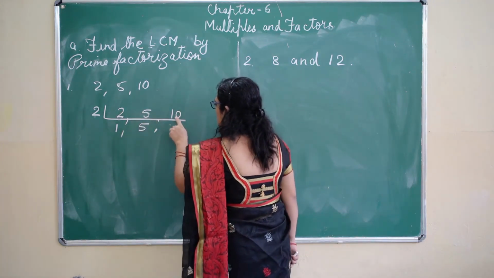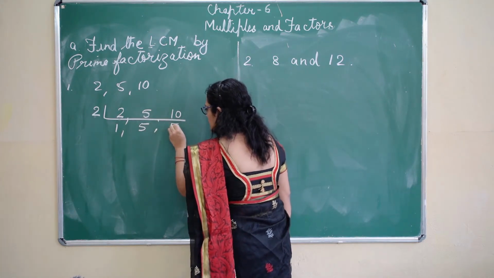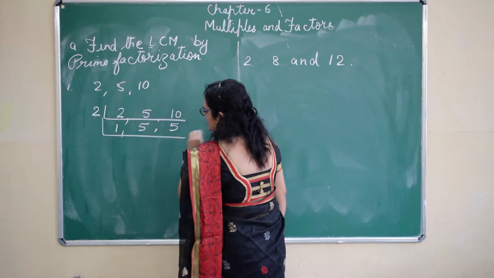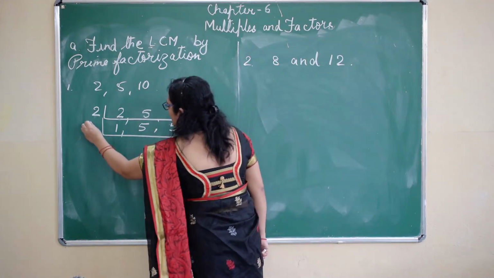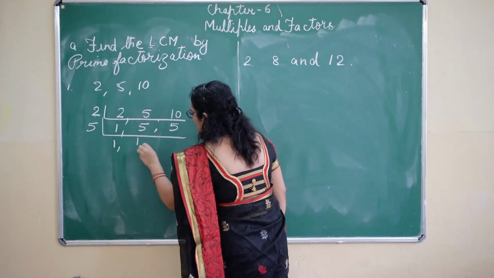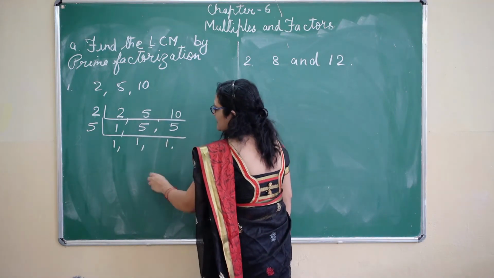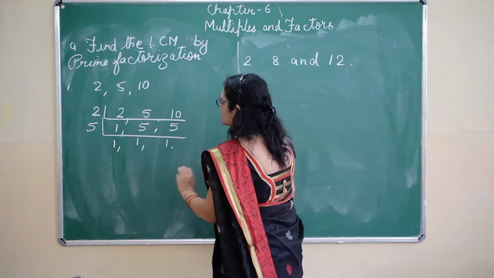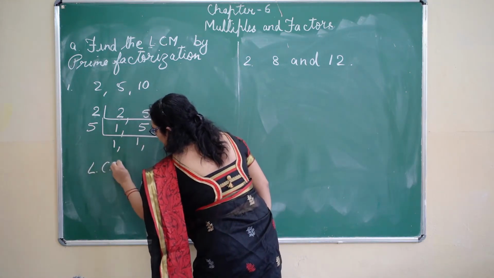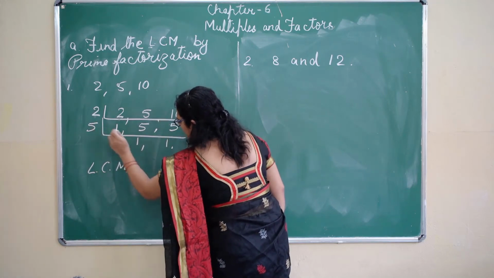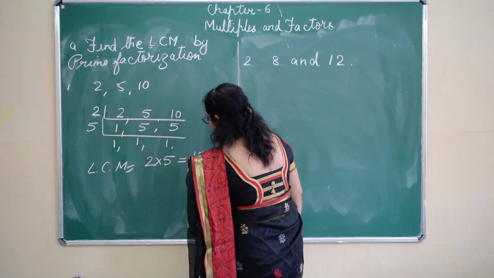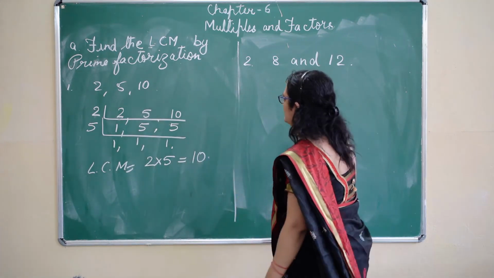Okay. In the table of 2, does 10 come? Yes. 2 5s are 10. Now which number will you write here? That is 5, because in the table of 5, 5 comes 1 time, and 1 time. Now we have got 1. So our solution is done. Now the answer, LCM is equal to this we will write: 2 multiplied by 5 is equal to 10. This is our answer.